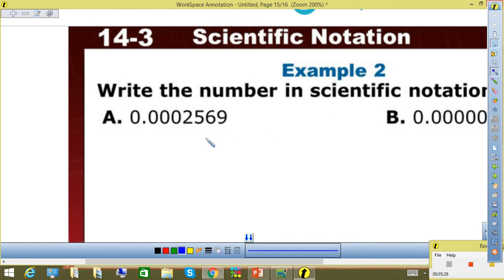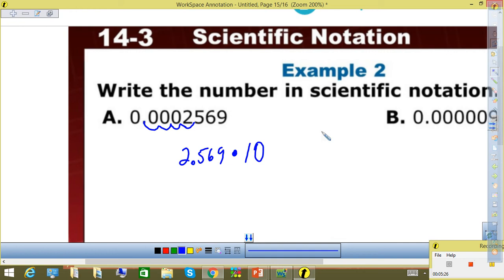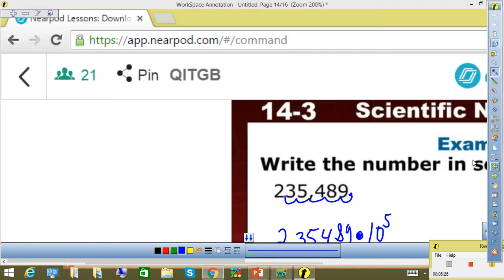Change to scientific notation. But now the decimal needs to go to the right instead of to the left. So if we move this to the right, 1, 2, 3, 4. So that means 2.569 times 10.